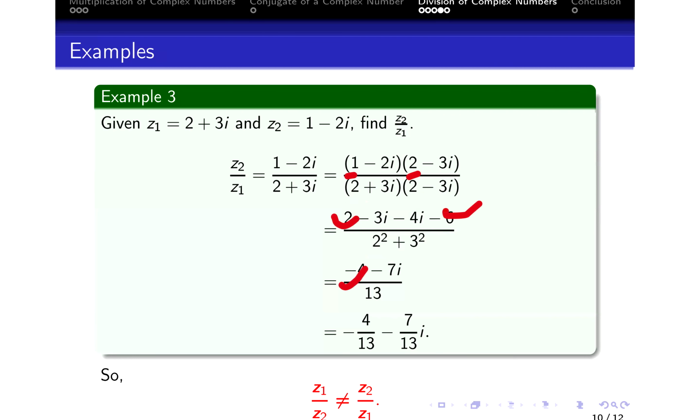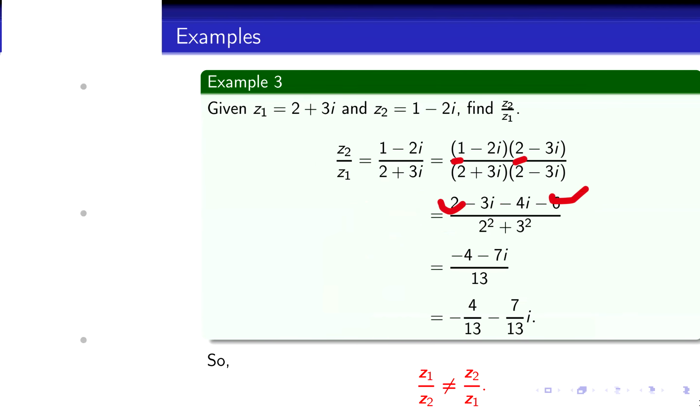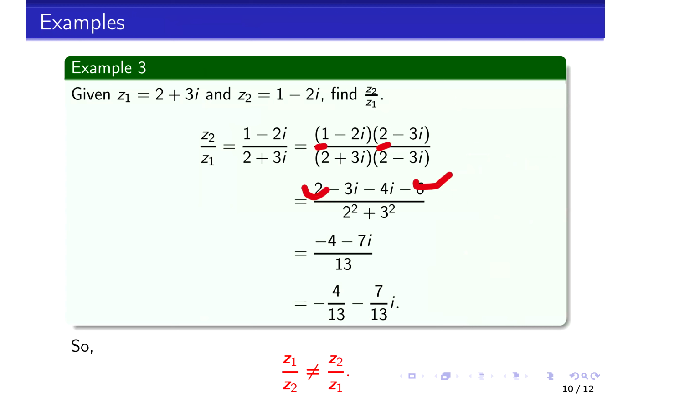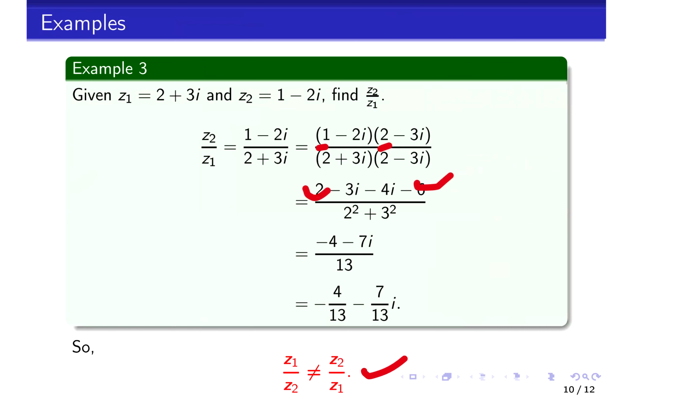And then you can say that is minus 4 over 13 for the real part and minus 7 over 13i for the imaginary part. From that, you can see that z1 over z2 gave you minus 4 over 5 plus 7 over 5i, while this is giving you minus 4 over 13 and minus 7 over 13i. So you see that z1 over z2 is not equal to z2 over z1. It means that division of complex numbers, just like division for real numbers, is not commutative. The results are different, so that's really important to take note of.